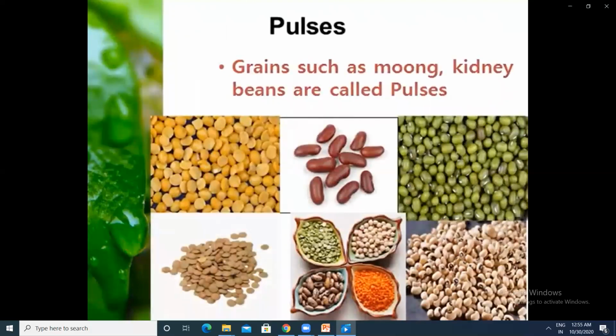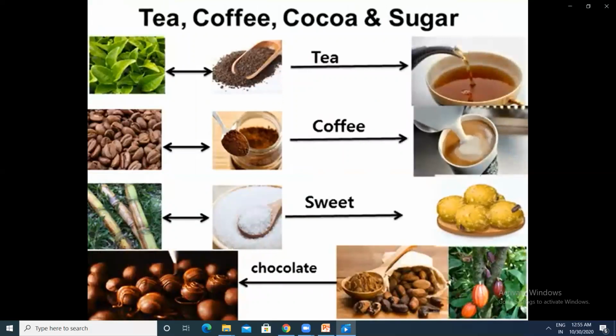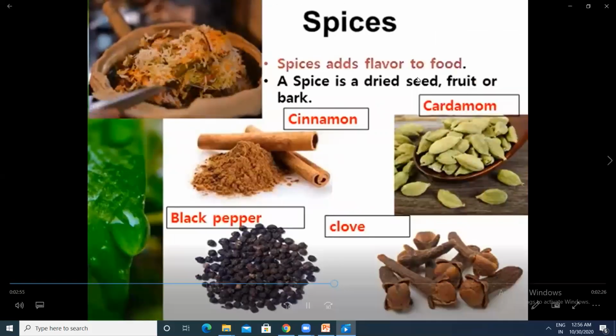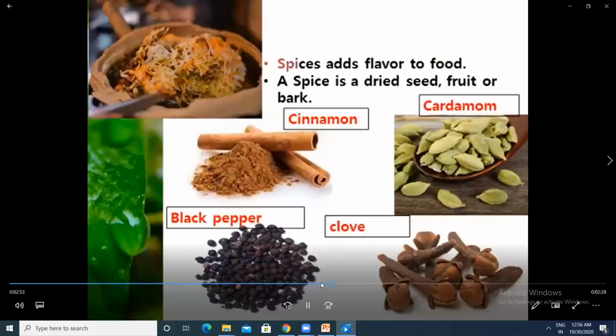Yes. Now, what are pulses? So, children, grains such as moong and kidney beans are called pulses, and from them we make dal. Now, tea, coffee, cocoa, and sugar. So, children, these are also food items that we get from the plant. We get tea from the tea leaves, and we also get coffee and chocolate from the cocoa seed, and from the sugar cane we get sugar.